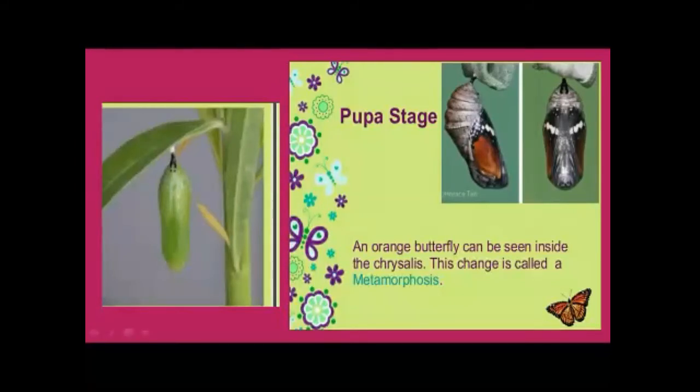You can see here, this is a hard shell which protects the pupa. It grows six legs, antennae and wings. After some days, the chrysalis moves and it slowly cracks. As you have watched in the video, it slowly cracks and opens. A butterfly comes out, but it is wet.